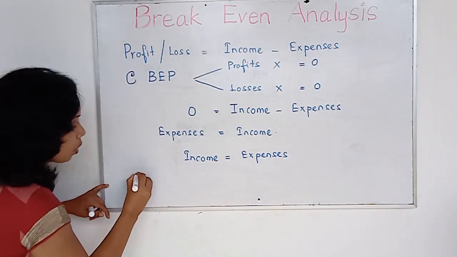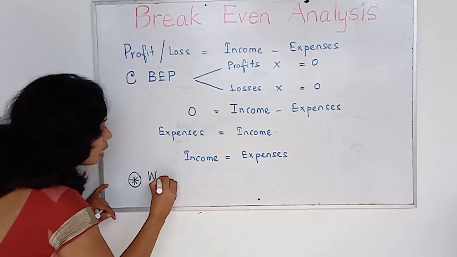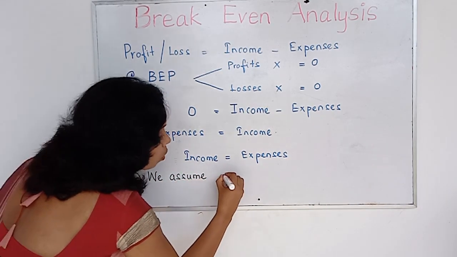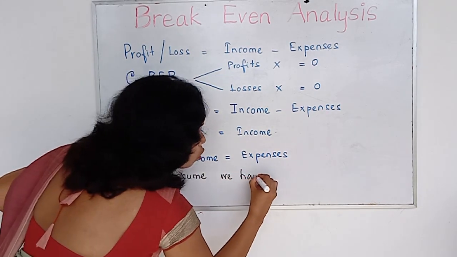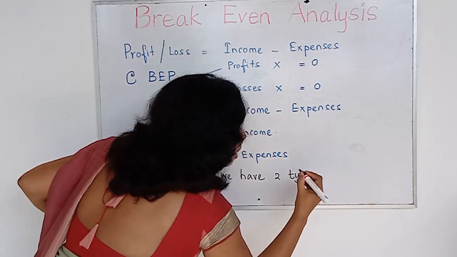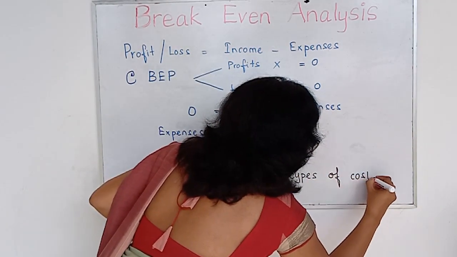So I'm going to write them in black color. We assume we have only two types of cost. So that's only an assumption, two types of cost. Right.